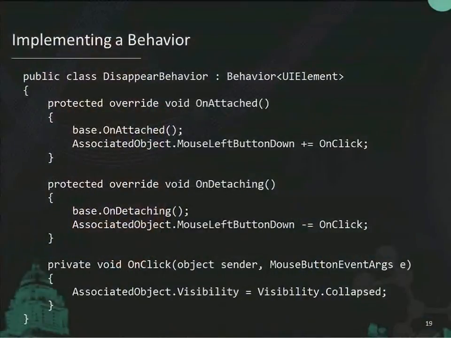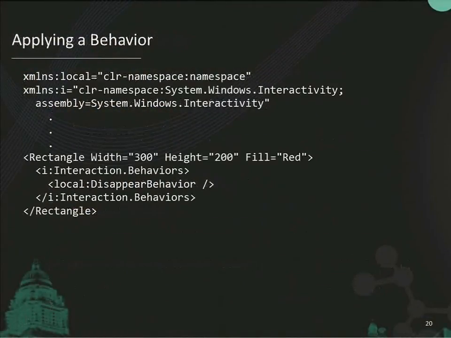Then at the very bottom, you can see the onClick handler, or that is the mouse left button down handler, where I make the object that was clicked disappear from the scene simply by setting its visibility property to visibility.collapse. It's a very simple behavior, but it actually does work.